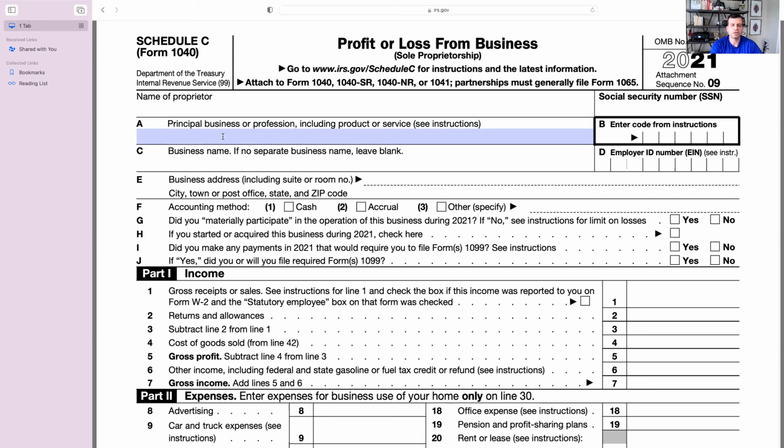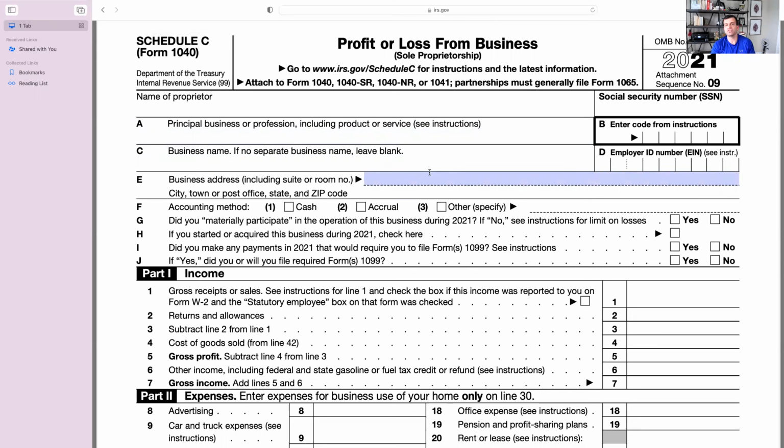Like, I'm a CPA. I could say certified public accountant, or I could say accounting services, something like that. It doesn't have to be accounting services for a small business. You don't have to go into that much detail if you don't want to. The business name: if you have an LLC or anything like that, this is where you would enter this information, and then your business address.